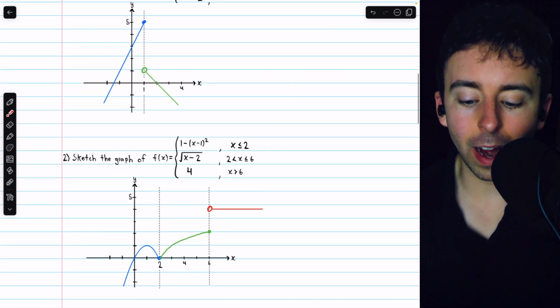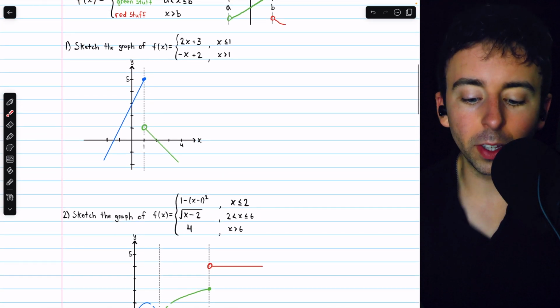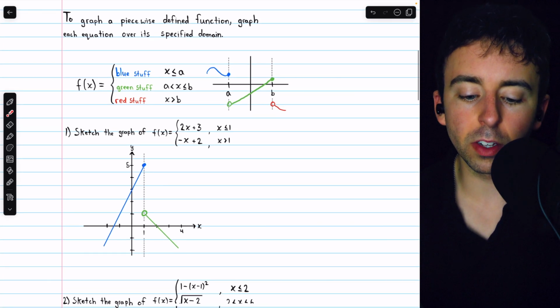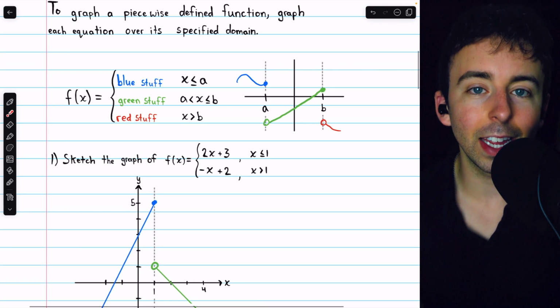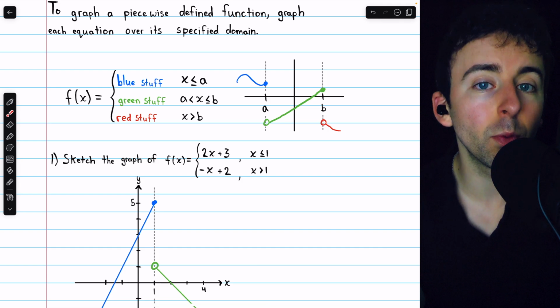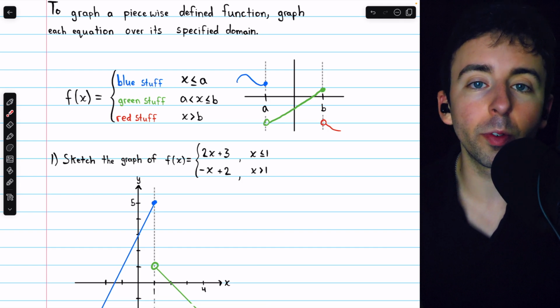And that's how to sketch graphs of piecewise functions. All you have to do is sketch the individual pieces over the spots of the domain where they apply. Be careful to pay attention to where equality is allowed and where it isn't, and draw your filled in and open circles accordingly.